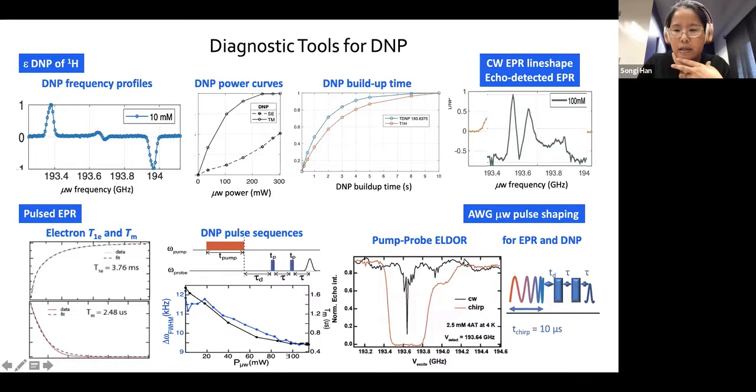Those are very exciting experiments, especially Daniella Goldfarb and Shimon Vega have used this, pioneered this approach for many years. And we too are really taking advantage of a pump that simulates DNP and a probe to detect what the spins are up to. And finally, AWG pulse shaping is a really key tool for both EPR and DNP. So those are the diagnostic tools that I'll be in part using.